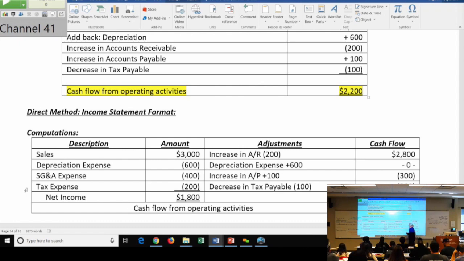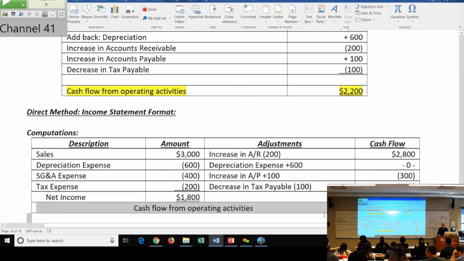Selling general administrative expenses, $400, but if payables went up, that represents amounts I didn't pay. Notice these are the same adjustments you made up on the indirect method, so that the actual cash you paid was $300, and for taxes, you expensed $200, but your tax payable went down. Not only did you pay for the $200 this year, you paid for some of last year's, so that your tax expense is $300. When you come up with that amount, you're going to find out that cash from operations is the same. Cash from operations is the same.